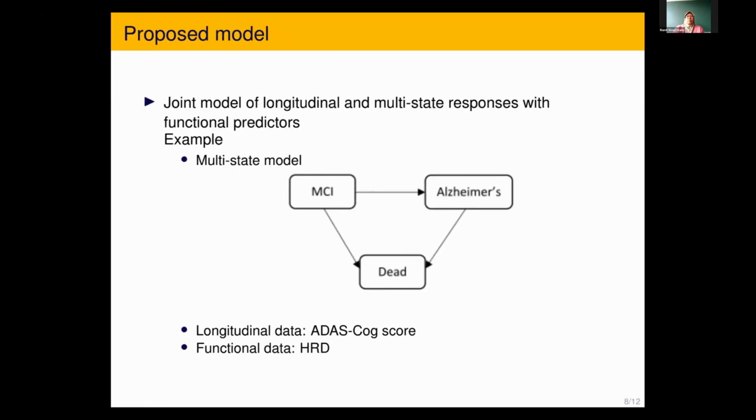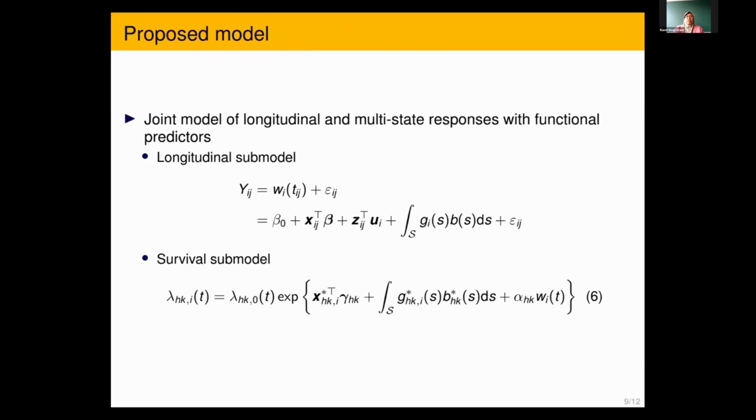So this is my proposed model for longitudinal and multi-state responses with functional predictors. It is similar to the previous functional joint model, but it allows for multi-state event in the survival submodel. So I combine the multi-state and functional joint model together with functional predictors in each submodel and multi-state event in the survival submodel. Using this model, it is expected to be able to analyze a complex dataset with longitudinal, multi-state, and functional components all together.